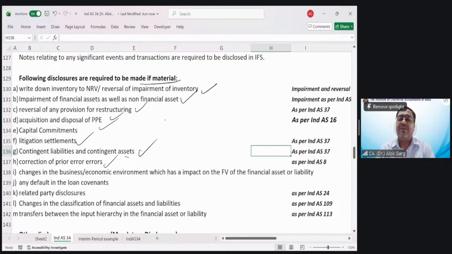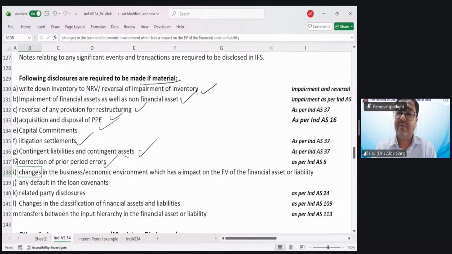So friends, correction of prior period errors. If there is a prior period error, all the disclosures of the prior period error and the correction of the prior period error are required to be taken in the interim financial statement.